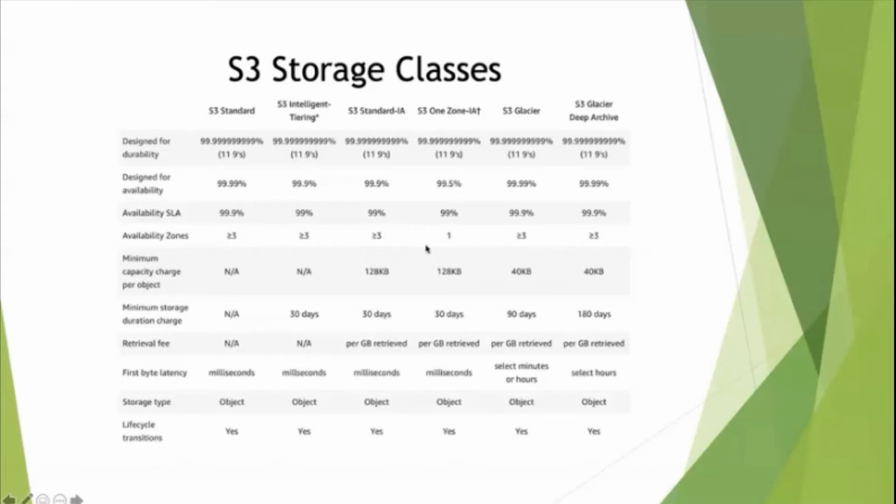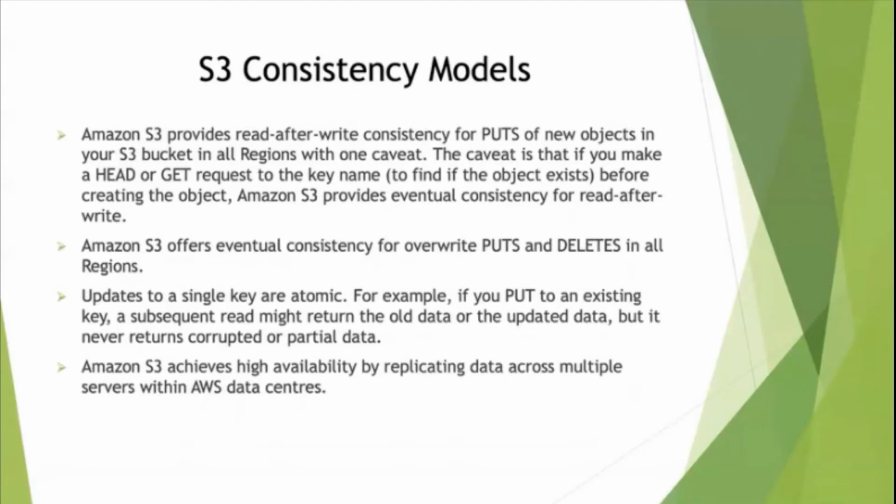Okay. So I hope you have a good, clear idea about the different storage classes that S3 provides. Next we will look at the consistency models. S3 has two consistency models. One is called strongly consistent, and the other one is eventually consistent. The strongly consistent one can also be called read after write consistency, and the second one is called eventual consistency.